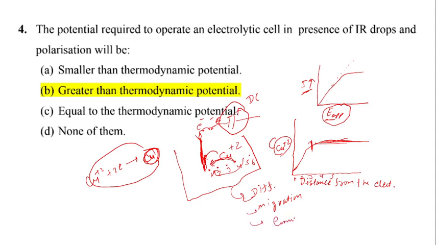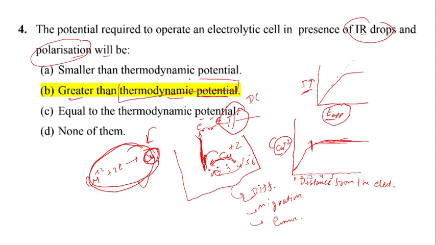So these are the effects which are responsible for this polarization. So finally we can say the potential required to operate an electrolytic cell in the presence of IR drop and polarization will be, okay, these two effects, IR drop and polarization, are decreasing your potential. So the potential required for this reaction will not be sufficient. So what do we need to do? We need to increase the potential to complete this reaction. That's why the potential you need to apply will be greater than the thermodynamic potential.